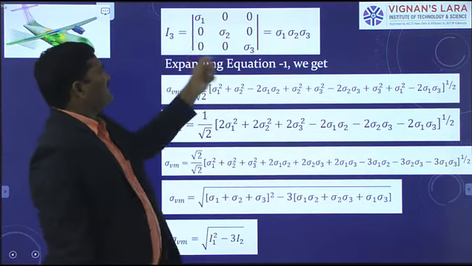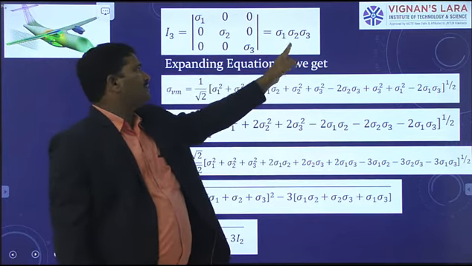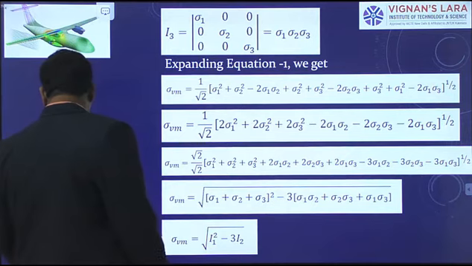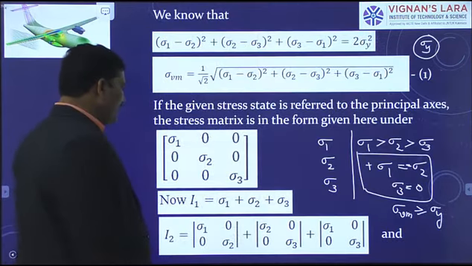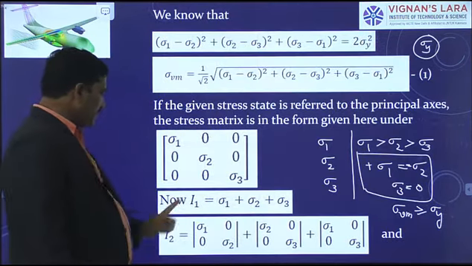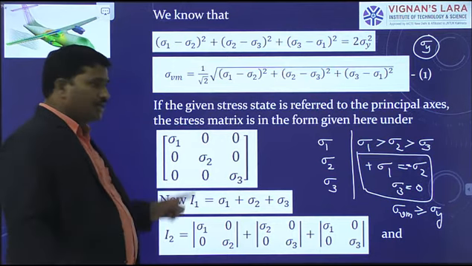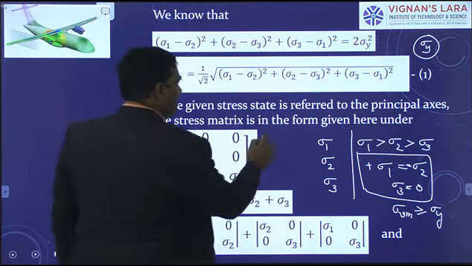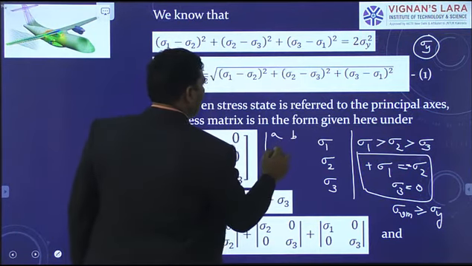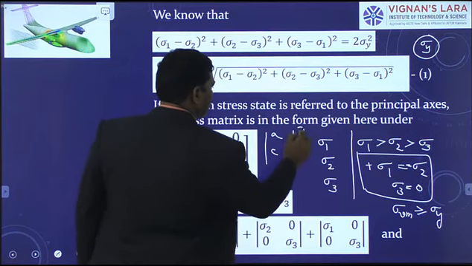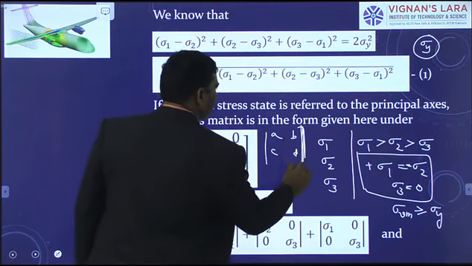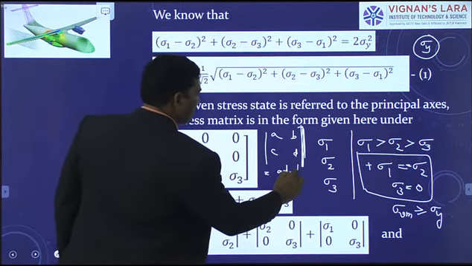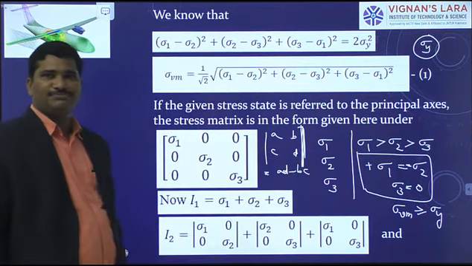When you evaluate this determinant, you get sigma 1, sigma 2, sigma 3. Similarly, if you want to evaluate I2, how can you evaluate it? I2 equals the determinant of, say, A, B, C, D. Tell me what it is: simply AD minus BC. This is the well-known formula.